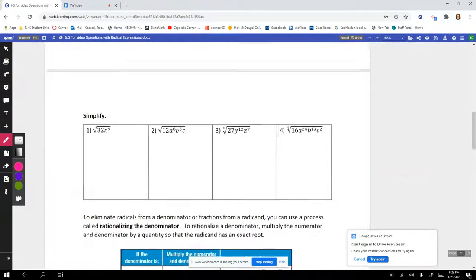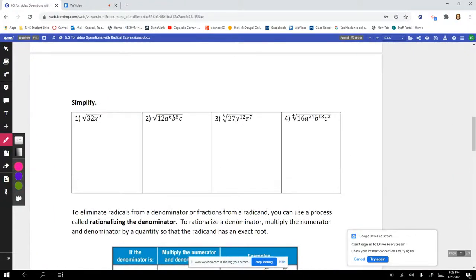All right, so let's start by simplifying some basic ones. In number 1, I know that 32 is not a perfect square, so I like to split this into a radical sign that has perfect squares and a radical sign that doesn't. So 32 is 16 times 2. 16 is my perfect square, and it goes under the first one. Then the 2 is not a perfect square, so it goes under my second one.